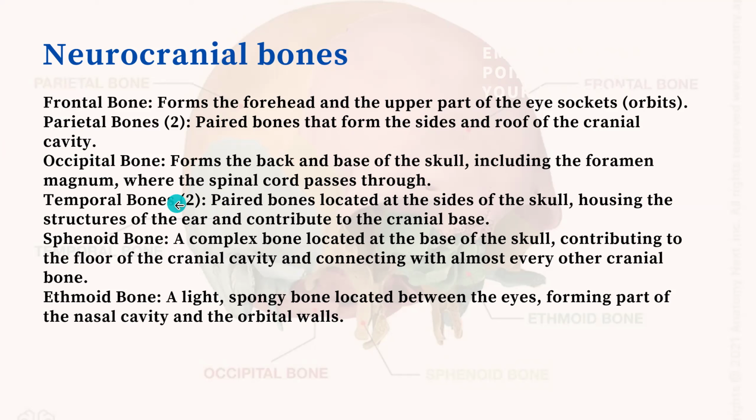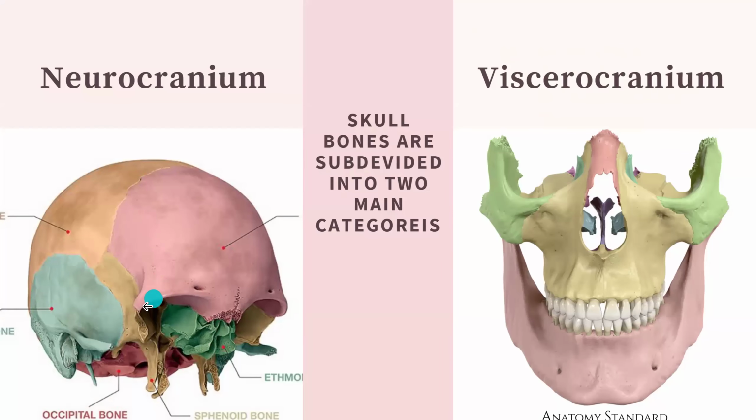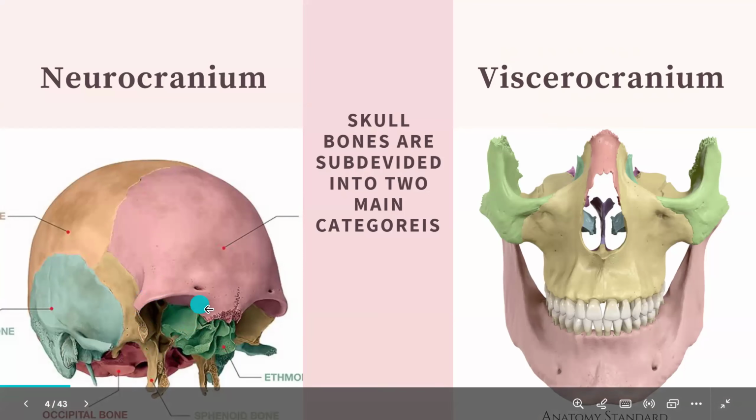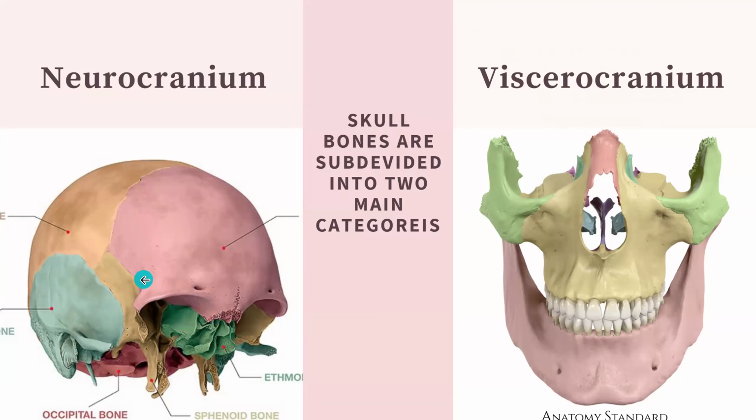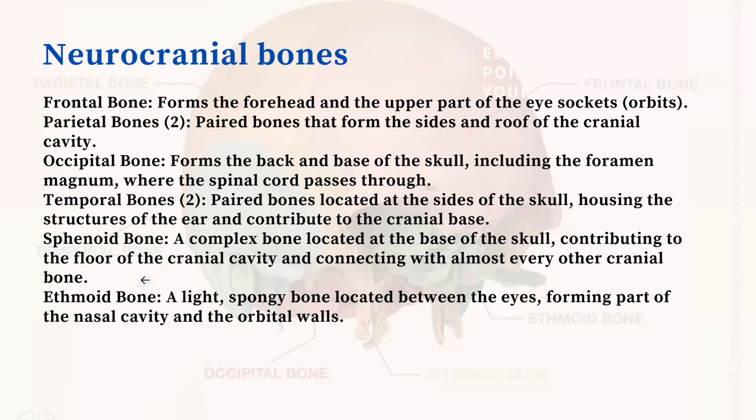Frontal bone forms the forehead, as we said before, and the upper part of the eye socket, as we said also. The eye socket, this is the eye socket. The upper part of the eye socket is formed by the frontal bone. And parietal bones are paired bones that form the sides and roof of the cranial cavity. As we said, it forms the superolateral part of the cranial cavity.